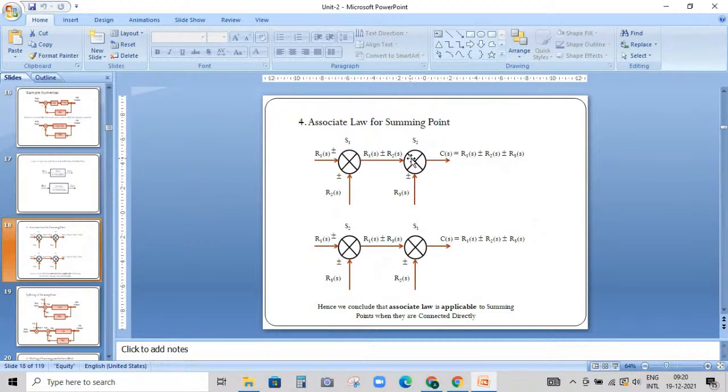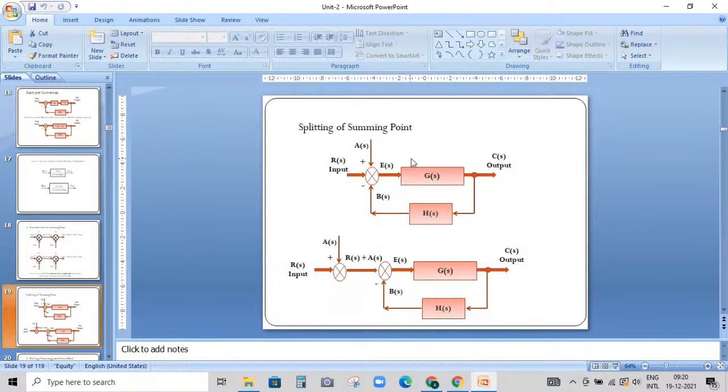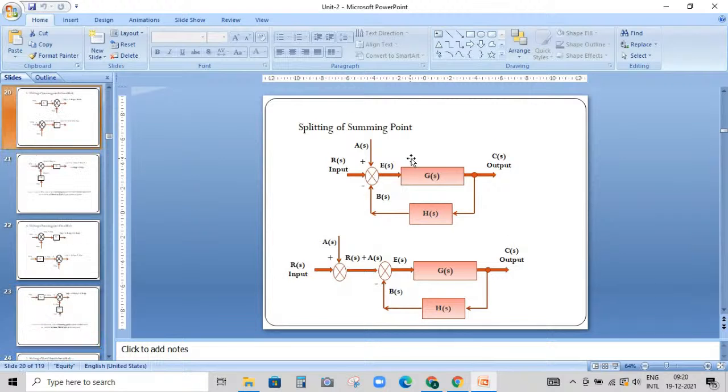And then rule number 4 deals with associate law applicable for summing point. Yes, it is possible to shift the positions of two or more than two summing points if they are connected directly without having any block or takeoff point in between them. Then we also discussed how to split summing point.